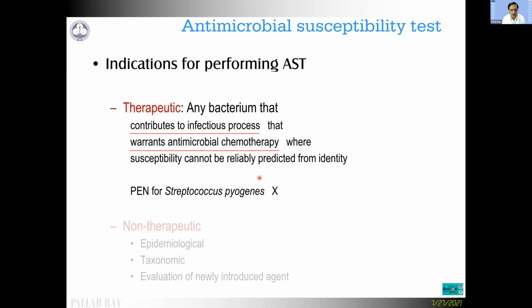And the third important point is where susceptibility cannot be reliably predicted from the identity of the organism. You know that simply from their identity, we can predict, for example, that certain organisms are 100% susceptible to certain antibiotics. For example, penicillin for Streptococcus pyogenes. When we know it is 100% susceptible, we don't usually routinely test for it. Similarly, we know that all gram negatives are 100% resistant to vancomycin or many other gram positive antibiotics. So if there is a 100% resistance, we do not test for it. For example, all streptococci are 100% resistant to aminoglycosides, and we don't test for it.